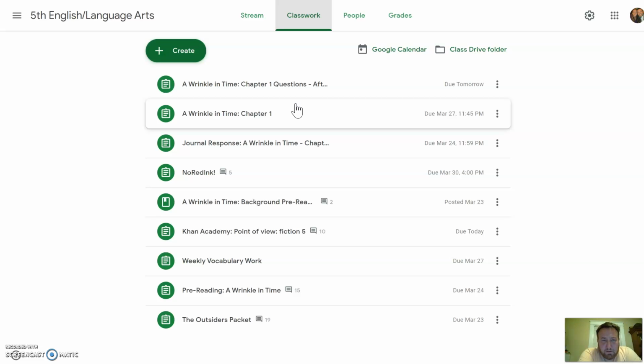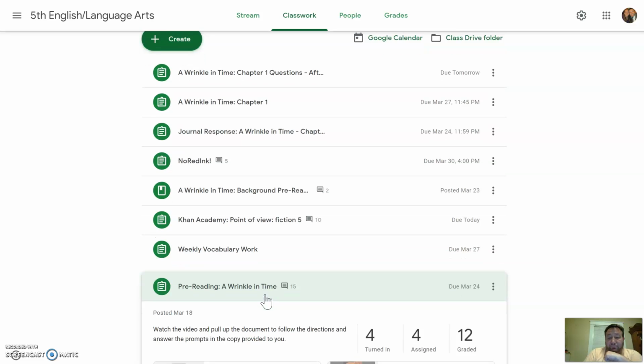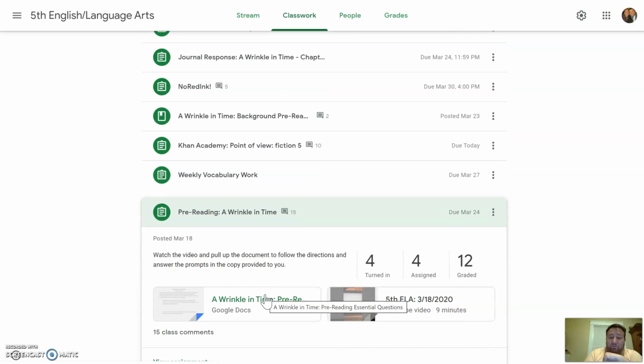So under classwork, still waiting for some of your outsider packet stuff that was due on Monday. The Wrinkle in Time pre-reading, I've graded 12 of them, so some of you still need to do that. There are 4 of you who have not turned that in yet. And again, that was due Tuesday, so get that done.